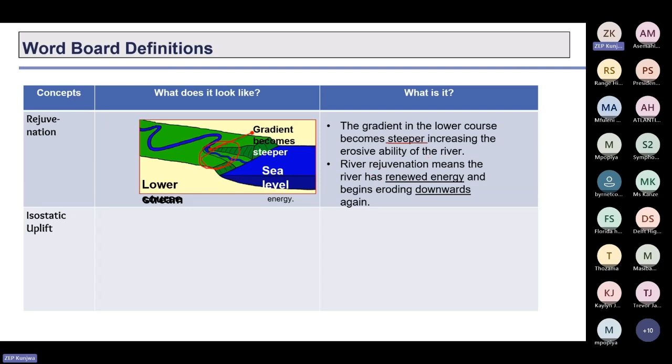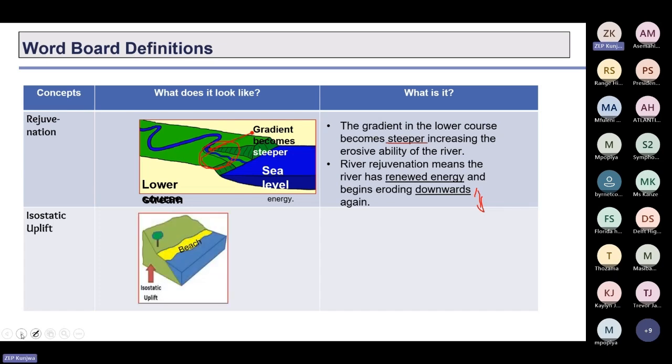Now, river rejuvenation, as I said to you, the river has renewed its energy. Now it will begin to erode downward, or someone can say it will begin to erode vertically, as it does in the upper course. Okay, I hope that is clear. Now let's move on. Now, why does this happen?